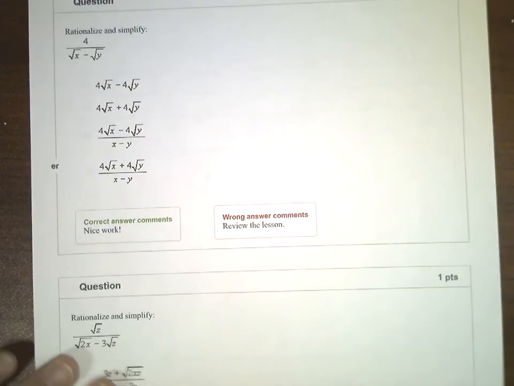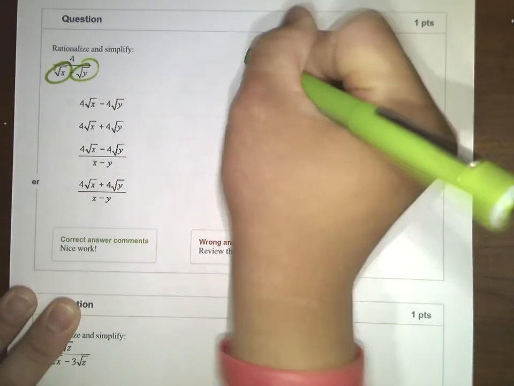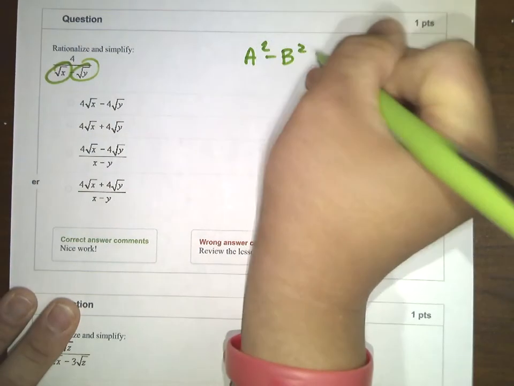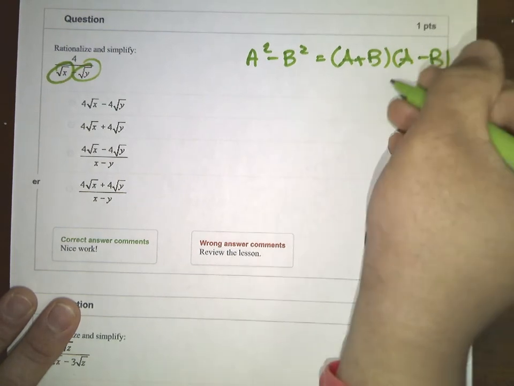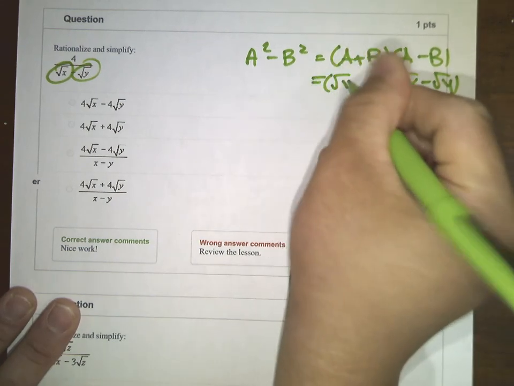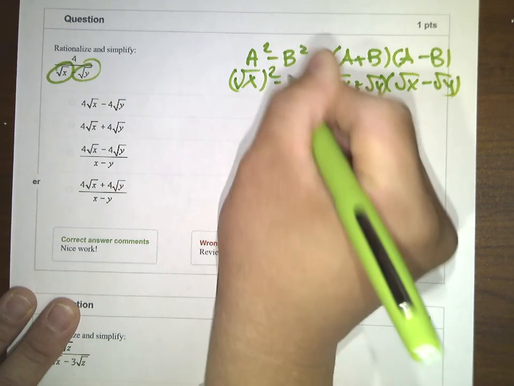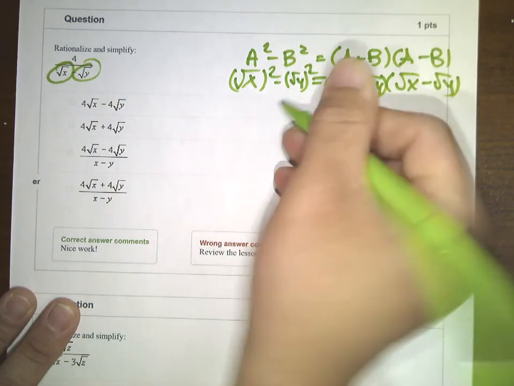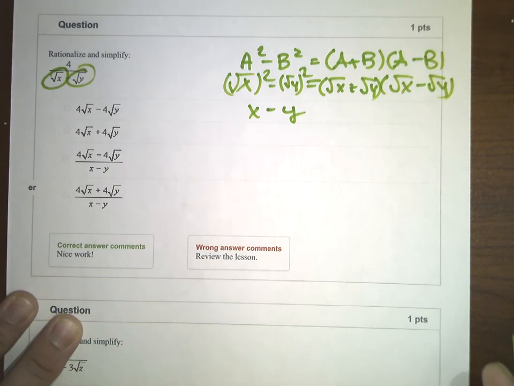All right, so here in this problem it says rationalize and simplify. So remember that means to rationalize the denominator. So that means to get rid of the square roots in the denominator. So we're going to use the same trick. A squared minus b squared is a plus b, and a minus b. So we have square root of x minus square root of y, which means we need to multiply by square root of x plus square root of y, which gives us over here square root of x squared minus square root of y squared. Square root of x squared is x, and square root of y squared is y. So we know that this will end up being x minus y.